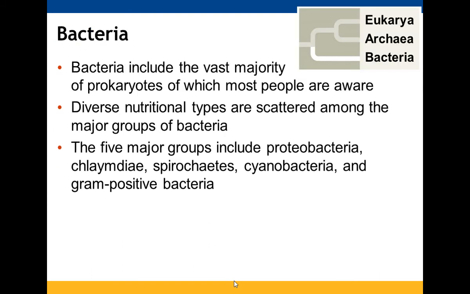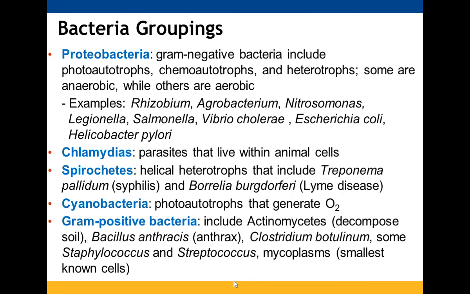Bacteria are going to be the prokaryotes you're more familiar with, and there's lots of different nutritional needs among those groups of bacteria. The 5 groups of them are listed there. I believe all of you have at least one of those groups, and one of you has 2 of them. All right, so proteobacteria are gram-negative bacteria, so they can't take up that stain, and they are photoautotrophic, chemoautotrophic, and heterotrophic. Some are anaerobic, some are aerobic. And there's some different examples for you.